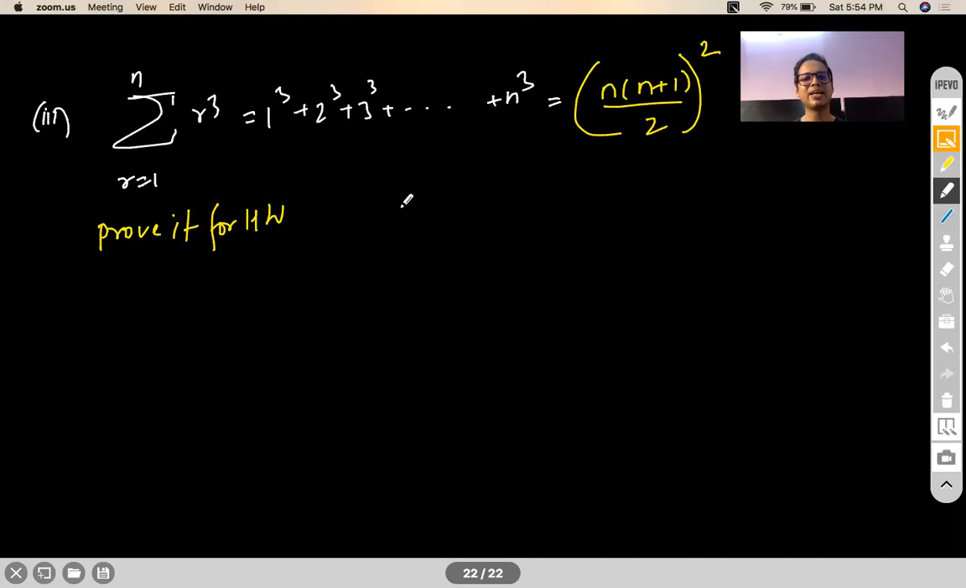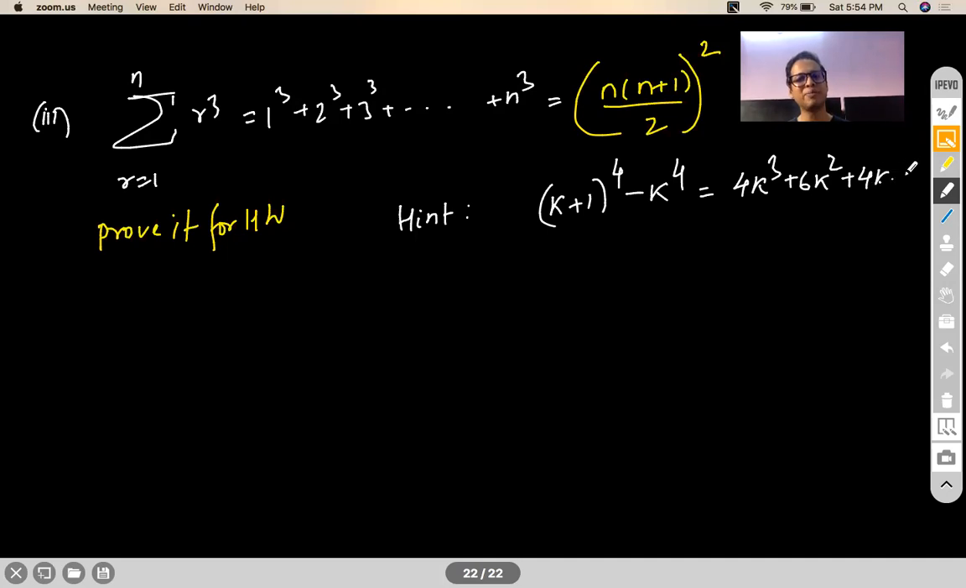Hint would be, start with k plus 1 to the power 4 minus k to the power 4. I hope all of you know that it is 4k cube, 6k square, 4k plus 1. Okay, use this. Okay, just a hint.